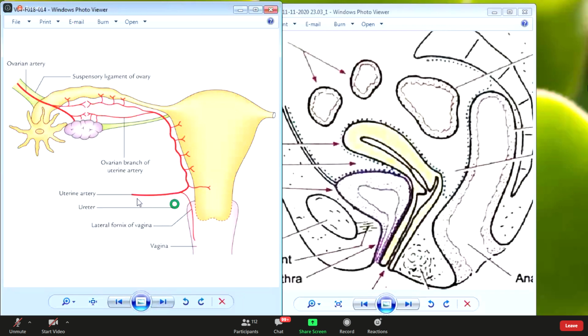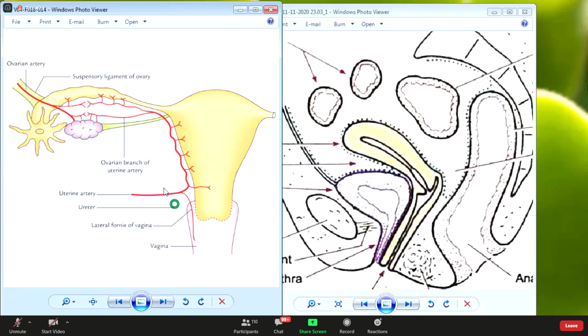You see, the uterine artery enters through the broad ligament. What is the broad ligament? I'm going to tell you now. Just have an idea that the uterine artery passes through the two layers of the broad ligament and approaches the cervix region. And there is a ligament that is called the transverse cervical ligament. This is the cervix of the uterus.